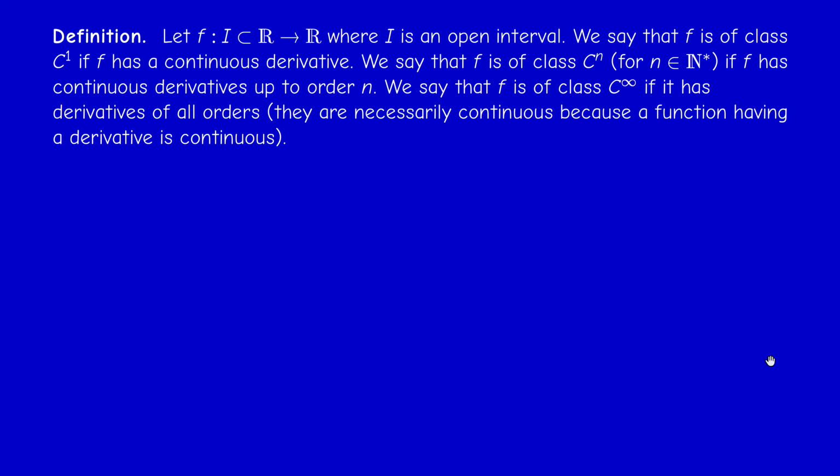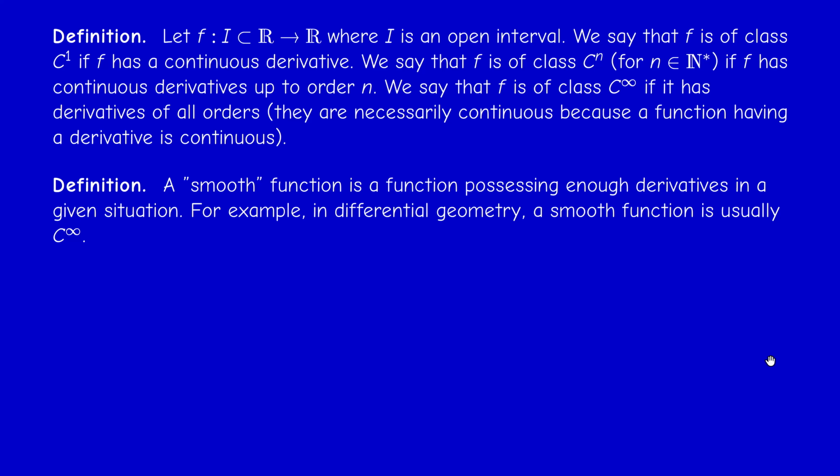Now, we sometimes use the adjective smooth. The concept of a smooth function is a little bit vague because it depends on the context. But usually, it means that the function has enough derivatives to make the discussion make sense. For example, in differential geometry, a smooth function is usually C infinity. In complex variables, when we talk about smooth paths, we mean paths of class C1. It should be clear from the context what we mean by that.